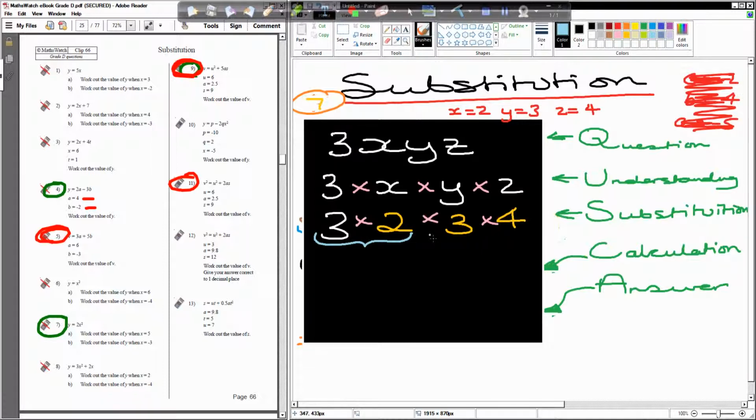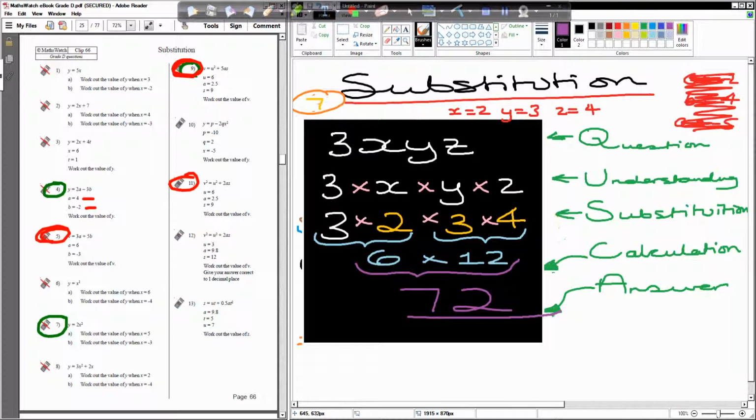So we've got 3 times by 2 times by 3 times by 4. We can just break this up into 2 small chunks. So 3 times by 2 is 6, and 3 times by 4 is 12. So that's part of our calculation. Now we've got to finalize it and give the answer. 6 times by 12 will give us 72. That is the answer. So everything matches up.